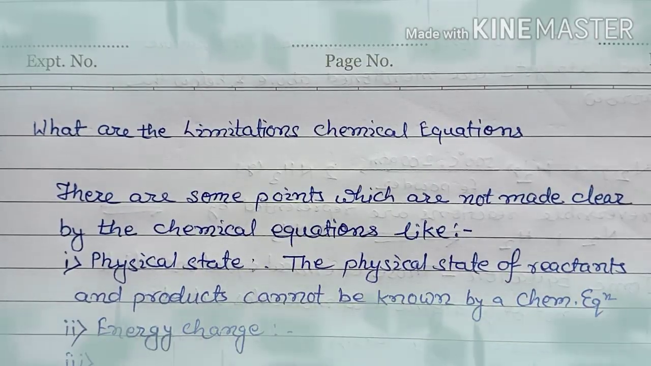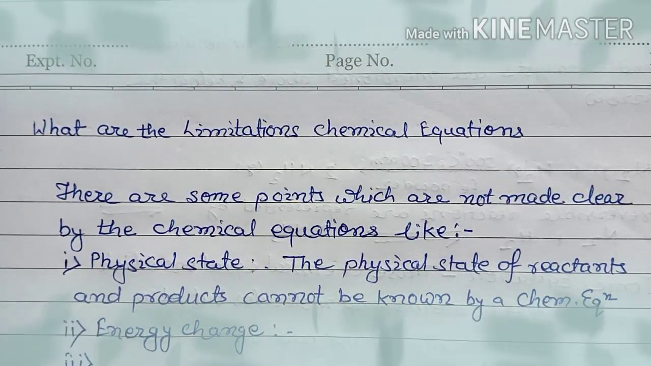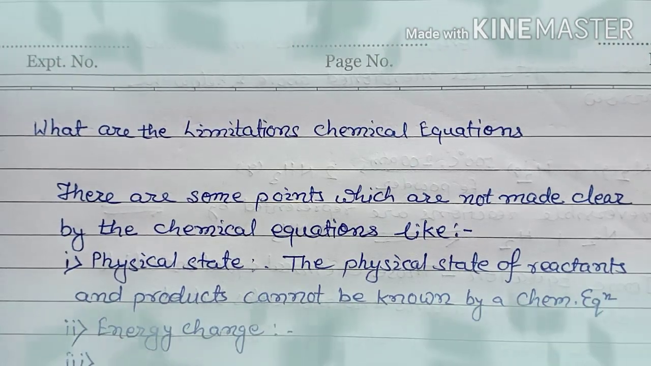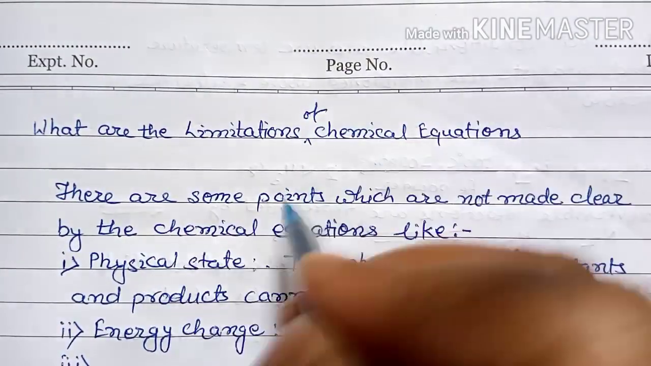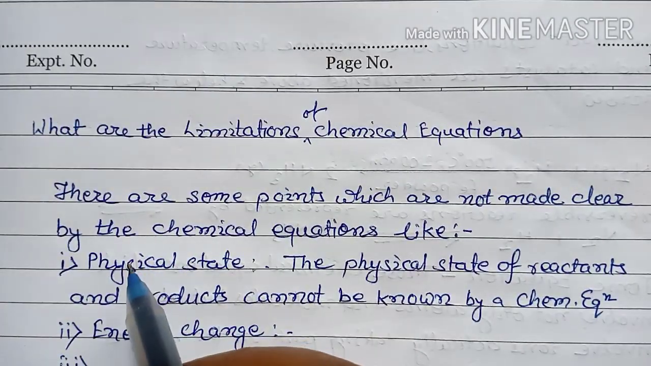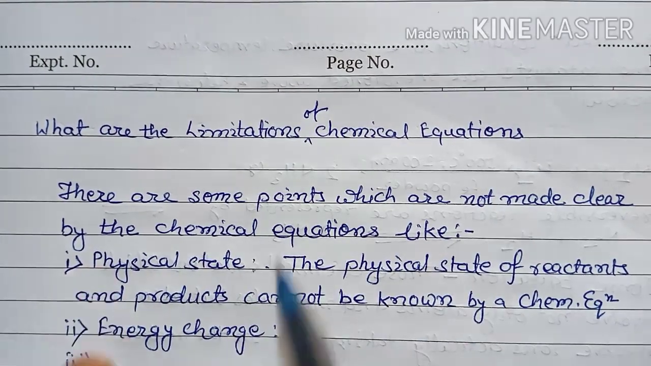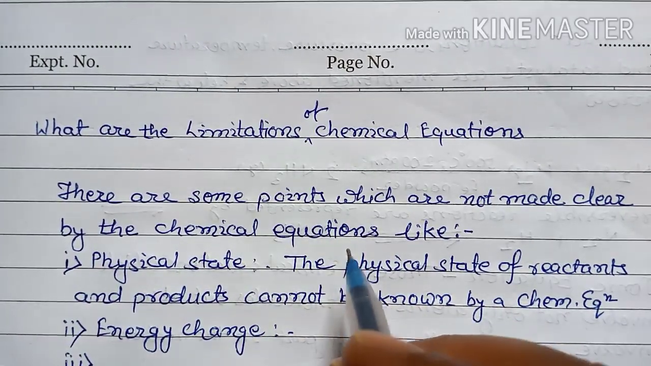Hello students, it is our sixth video, and in this video we will discuss what the limitations of a chemical equation are, and also how we can make a chemical equation more informative. Today we will discuss the limitations of chemical equations. In this part we will see that from a chemical equation we do not get all the information properly.